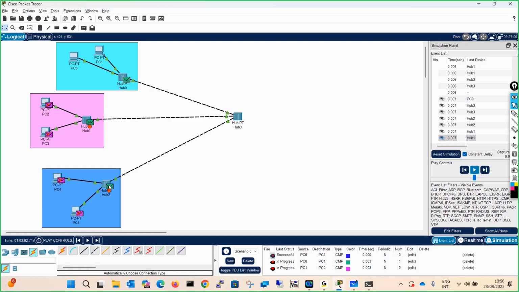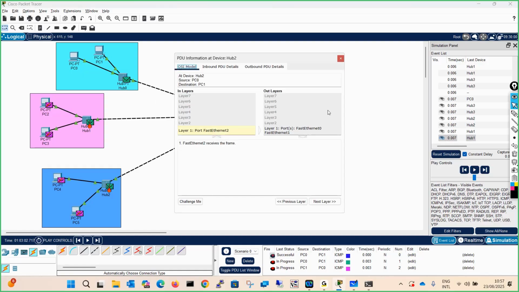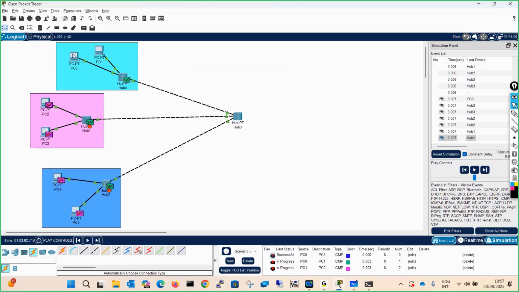Is it clear? So the problem with the hub was it was a single broadcast domain. Even if one PC wants to communicate to PC2, if there are 100 PCs, everyone will get that broadcast packet, and it is a one-way communication. It is a half duplex communication, meaning that at a time only one PC can communicate. If another PC tries to communicate, there will be a collision, and the same collision will be forwarded to other hubs, and there will be a complete collision in the network. So this is the reason hub was not a better choice, and hub is no more used now.